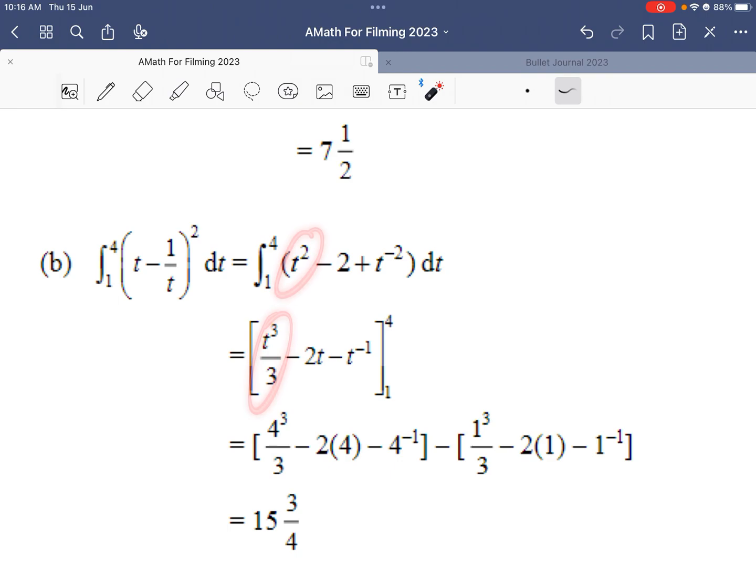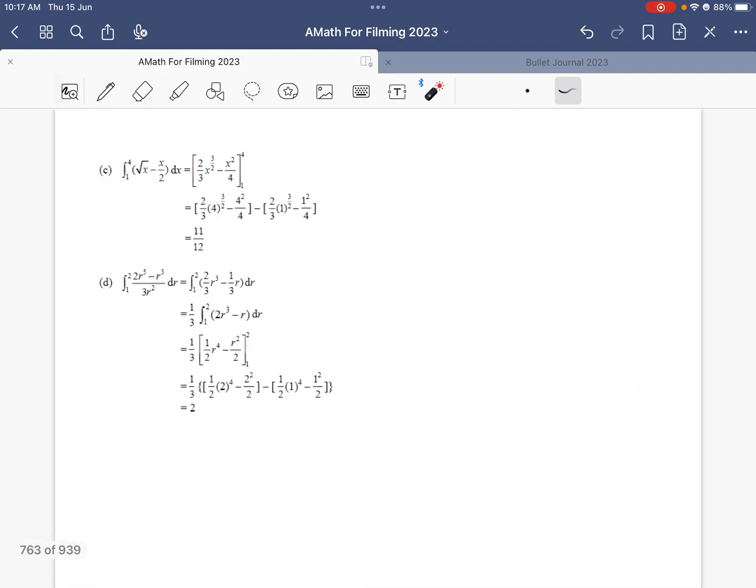So here you get t cubed over 3. 2 integrated with respect to t is -2t. Here power plus 1 divided by the new index, you get -1. Limits are 4 and 1. You substitute the 4 into the t. You substitute the 1 into the t. You get this and this. You use your calculator. Your answer should yield 15 and 3/4.